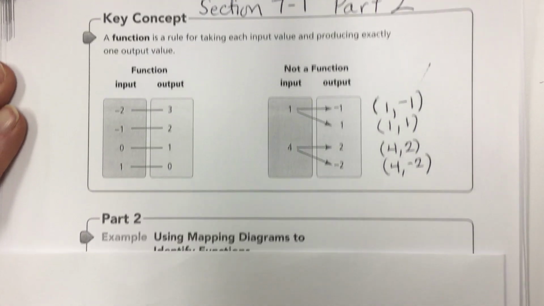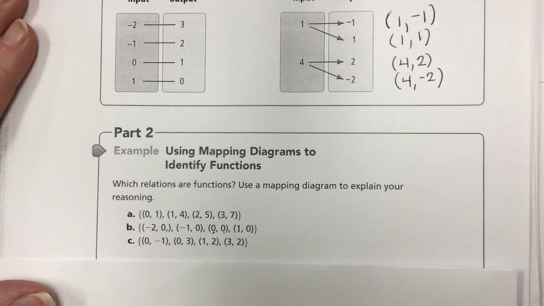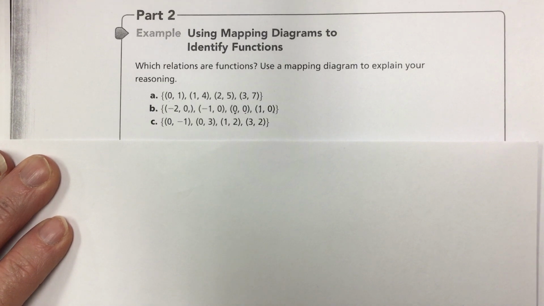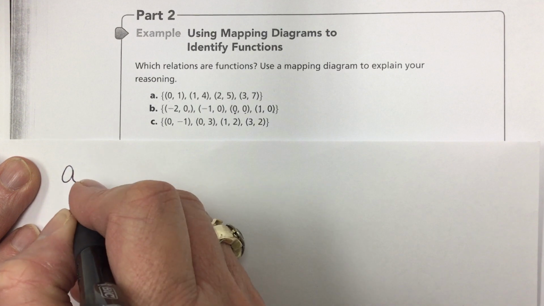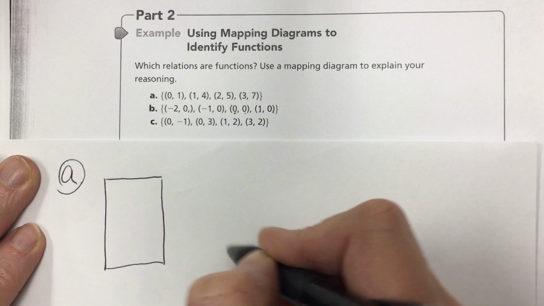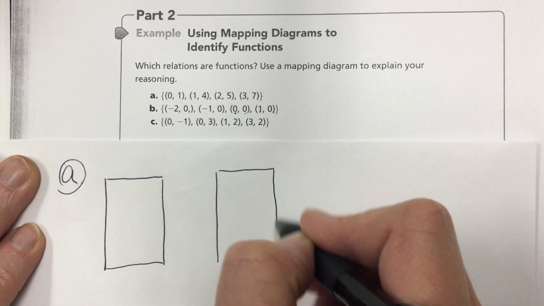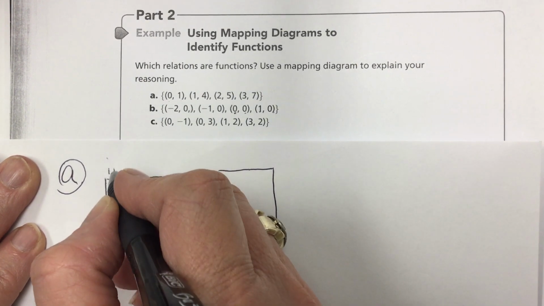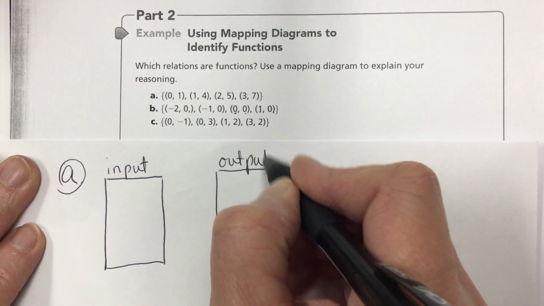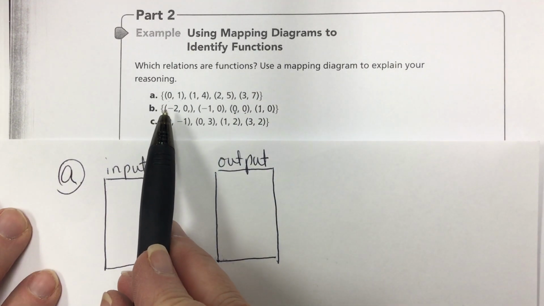So let's continue looking at an example, looking at Part 2. Using mapping diagrams to identify functions. Which relations are functions? Use a mapping diagram to explain your reasoning. So let's look at A part. Let's draw a mapping, input and output. Remember, your inputs are your x values, your outputs are your y values. So I'm doing A part.